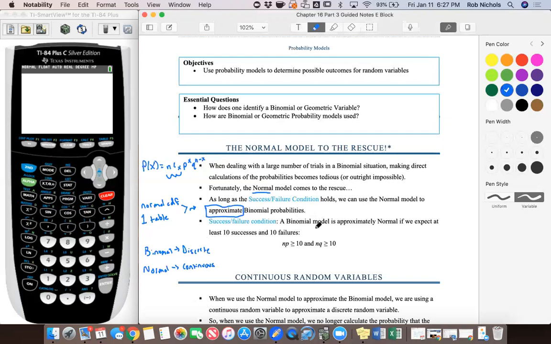Now, in order to do this approximation, the binomial model is approximately normal if we can expect at least 10 successes and 10 failures. So for this condition, we do a simple calculation. We do n times p, the number of trials times the probability of success, and we check to make sure it's at least 10, and then we check n times q, the number of trials times the probability of failure, and we make sure it's at least 10.